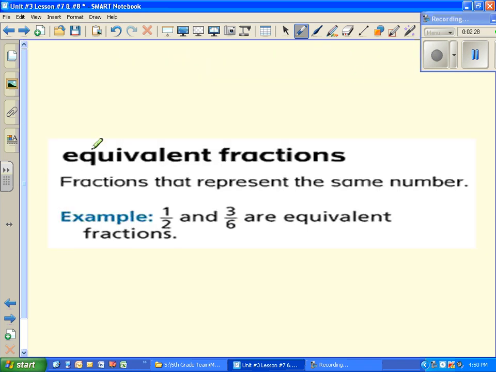In your black notebook, go ahead and write equivalent fraction. And in the definition, fractions that represent the same number. Example, 1/2 is equivalent to 3/6. Copy that down, please.